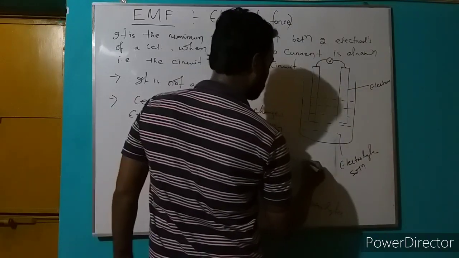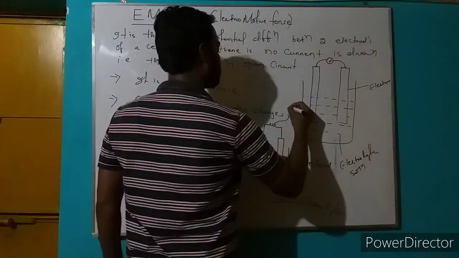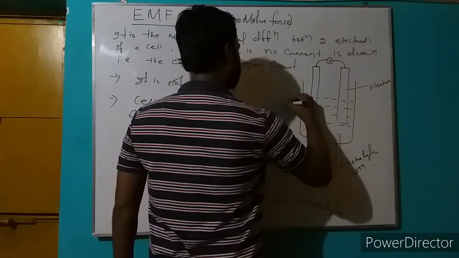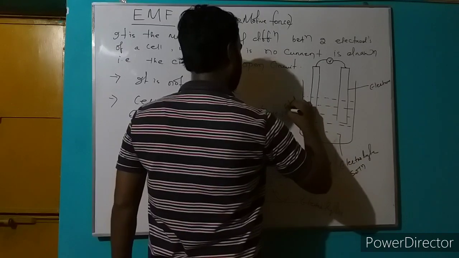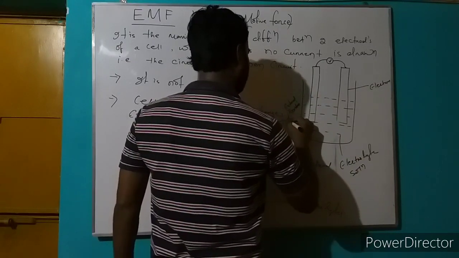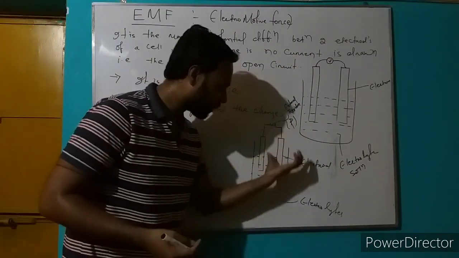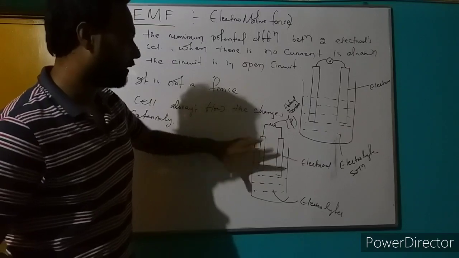And this is the two electrodes, and this is the external resistance. External resistance is denoted by capital R. Okay.